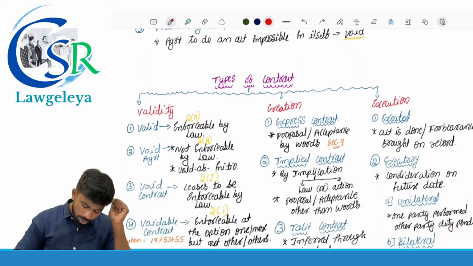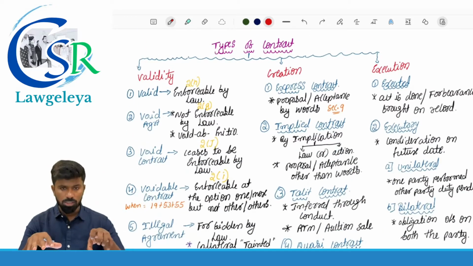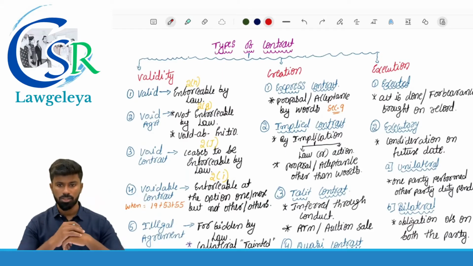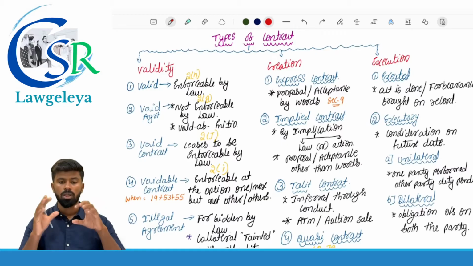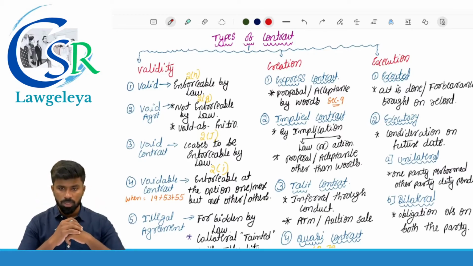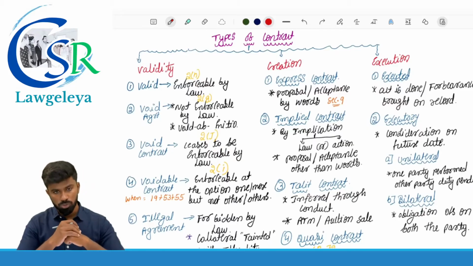Next one, types of contract. The contracts can be classified into 3 categories. How many categories? 3 categories. One, on the basis of validity. Second one, on the basis of creation, and the third one on the basis of execution.